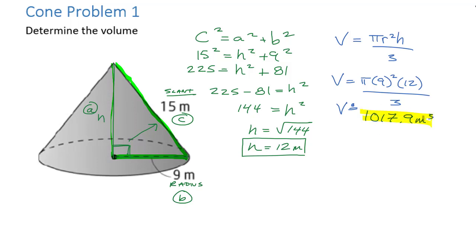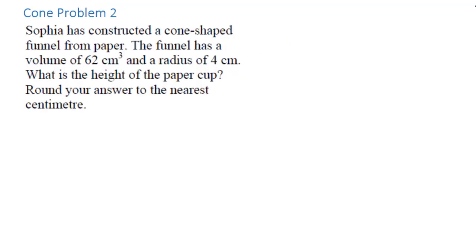All right, I just want to do one final example here, okay? In our last example, what's going on is we're going to be given the volume. So let's see. Sophia's constructed a cone-shaped funnel from paper. The funnel has a volume of 62 centimeters cubed. So they're giving us some of the information. They're also giving us the radius, and it has a radius of 4. But what is the height? That's the problem. We're not looking for the volume this time, we're looking for the height.